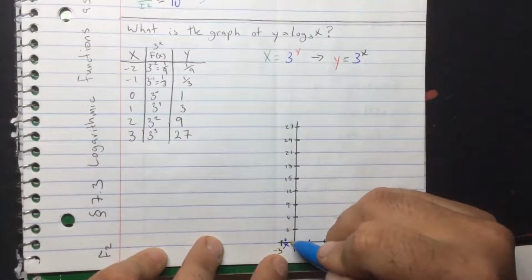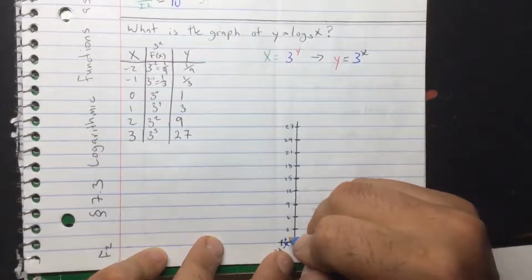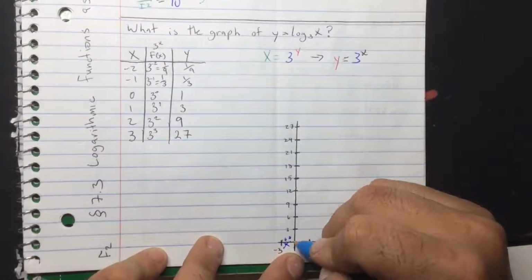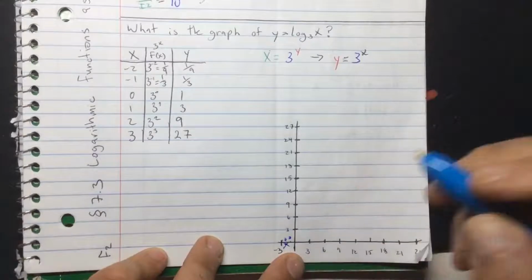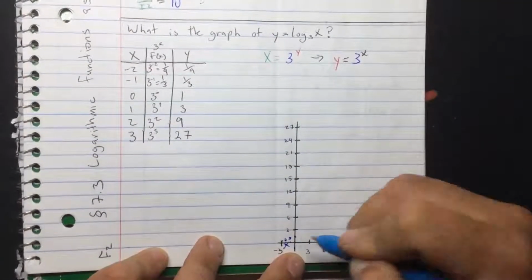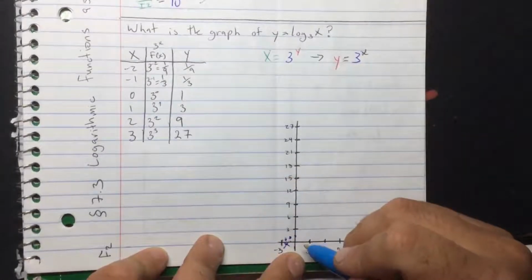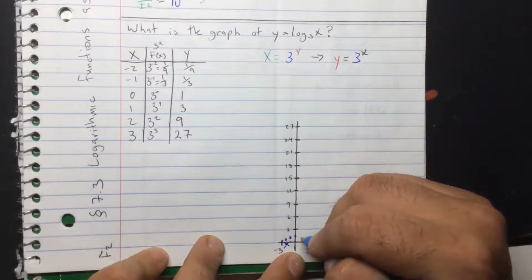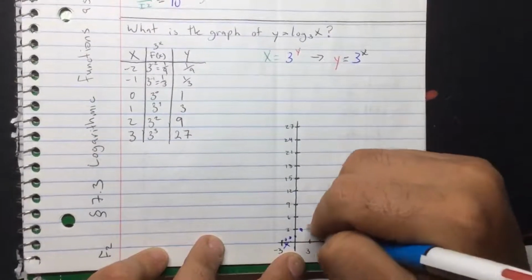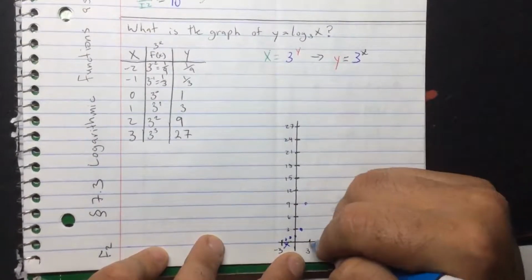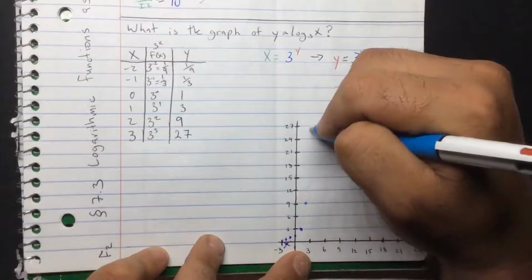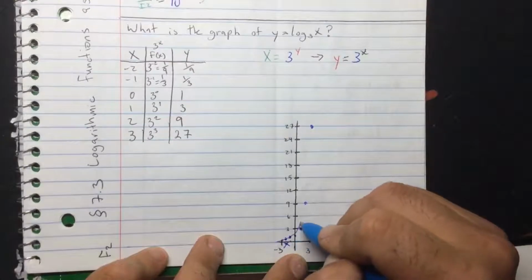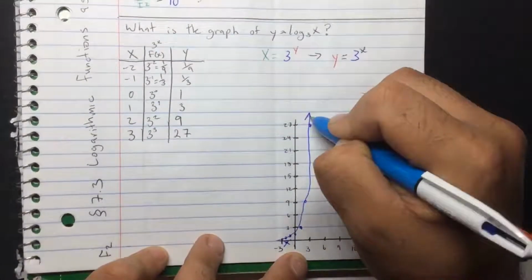Then at -1, which is about right here, is going to be at 1/3, which is just a little bit higher. At 0, we're going to be at 1, which is a little bit higher than that. Then at 1, we're going to be at 3, which is here. At 2, we're going to be at 9, which is about right there. And at 3, we're going to be all the way at 27, which is here. So this is going to be all the way up. Oop, little hiccup there in the graph.